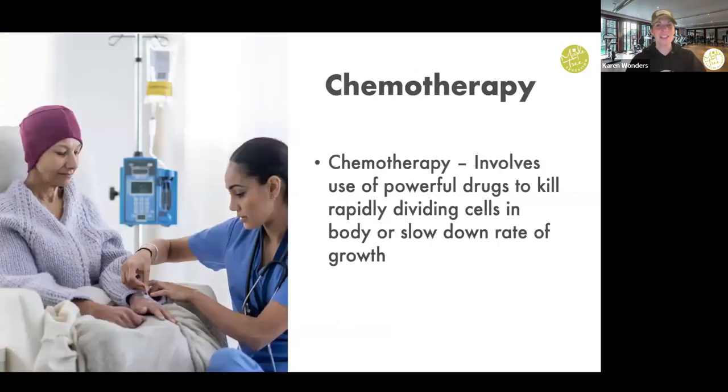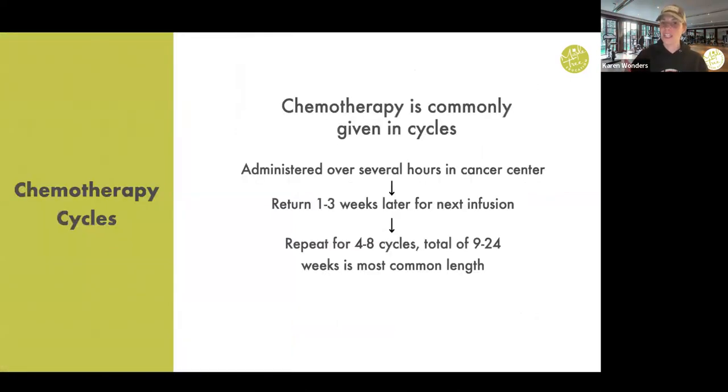Now, chemotherapy is pretty much the opposite because as that total dose gets higher, sometimes what you're going to see is more symptom severity. But what chemotherapy is, is the use of drugs that kill rapidly dividing cells in the body or slow down their rate of growth. And so generally with chemotherapy, it's going to be administered in cycles.